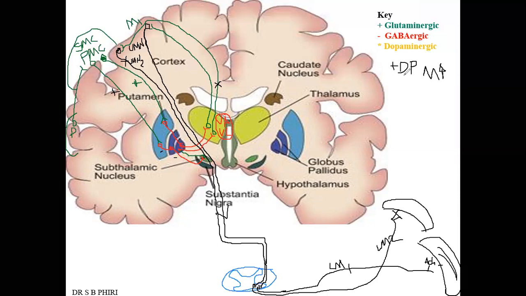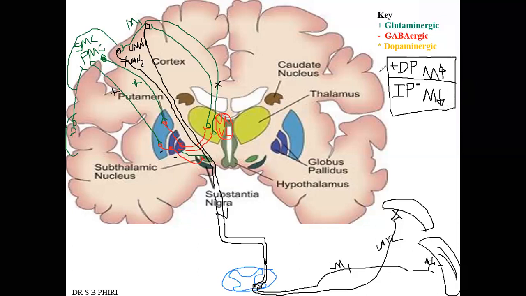So the direct pathway is stimulatory. Then the indirect pathway is going to be inhibitory. So once it has been stimulated, it's going to minimize movements. So you're going to have inhibition of movements. So movements are going to minimize. So these two pathways are antagonistic in terms of function. The direct pathway is stimulatory, the indirect pathway is inhibitory with regard to movements.